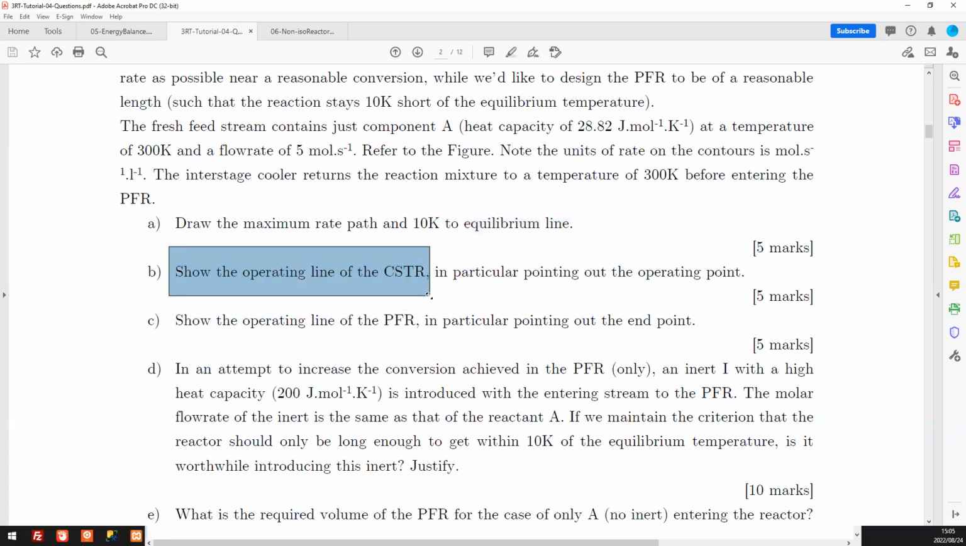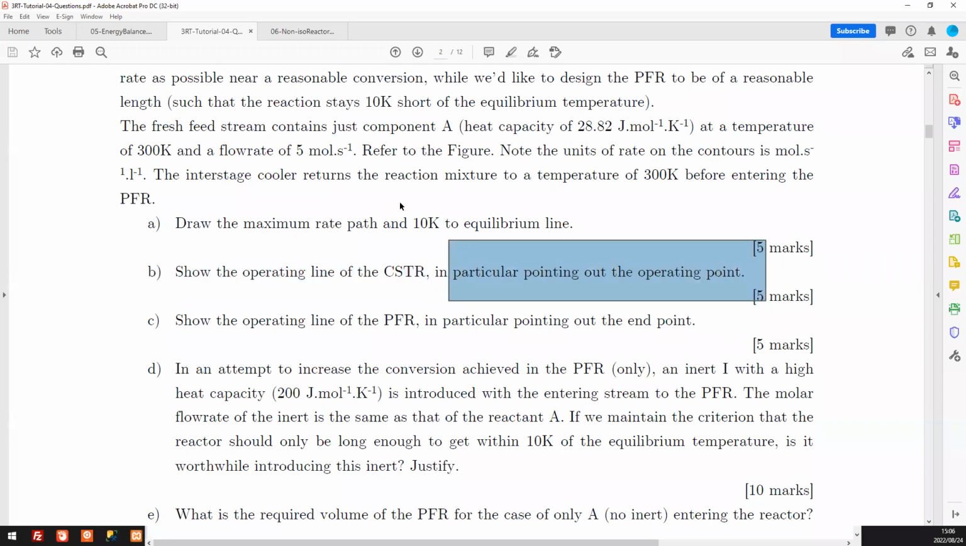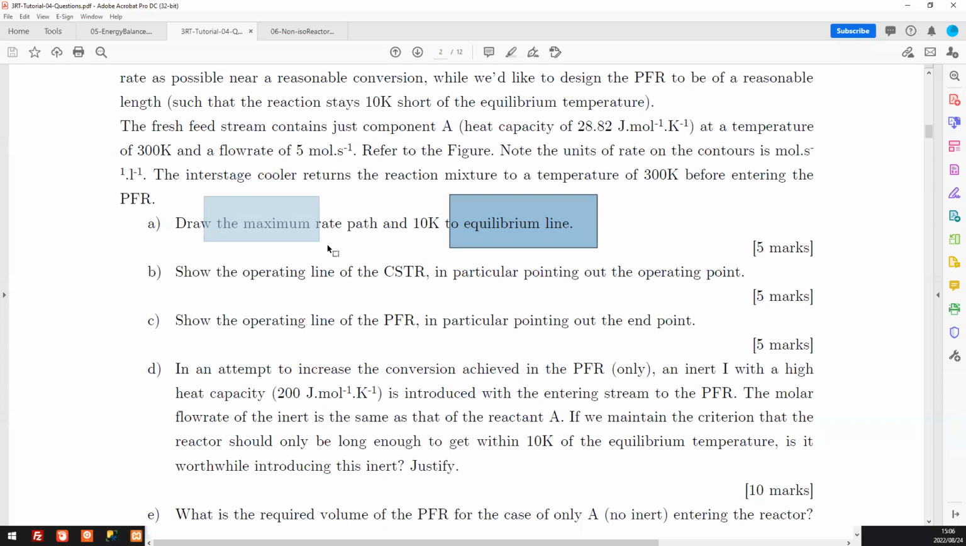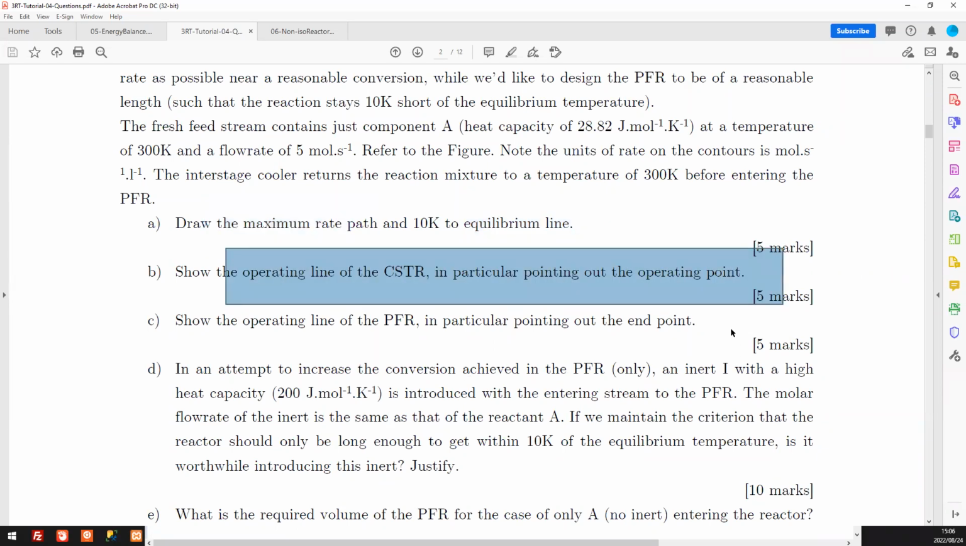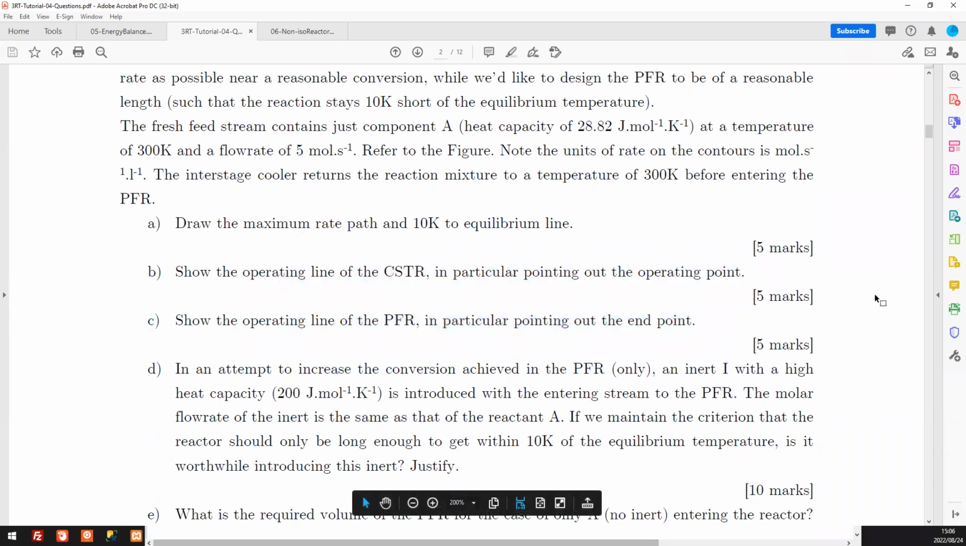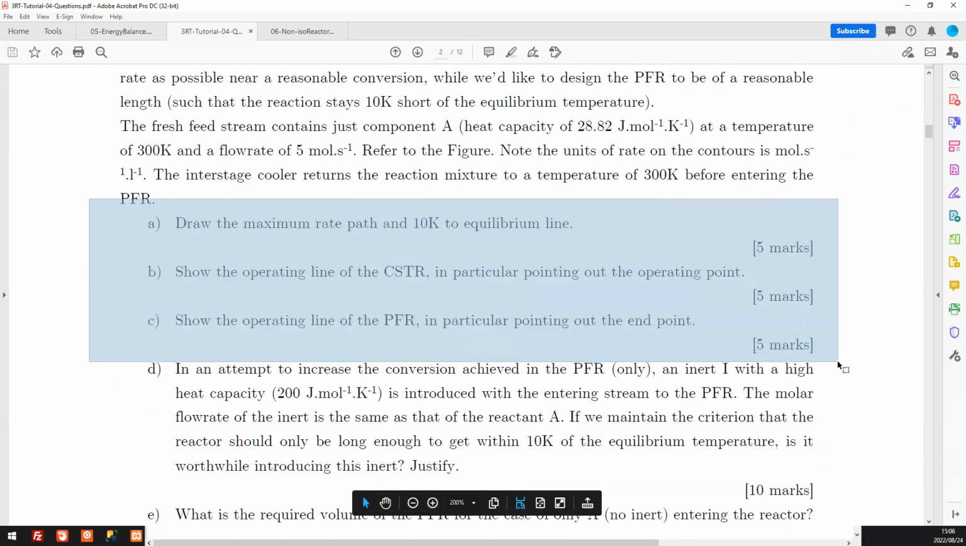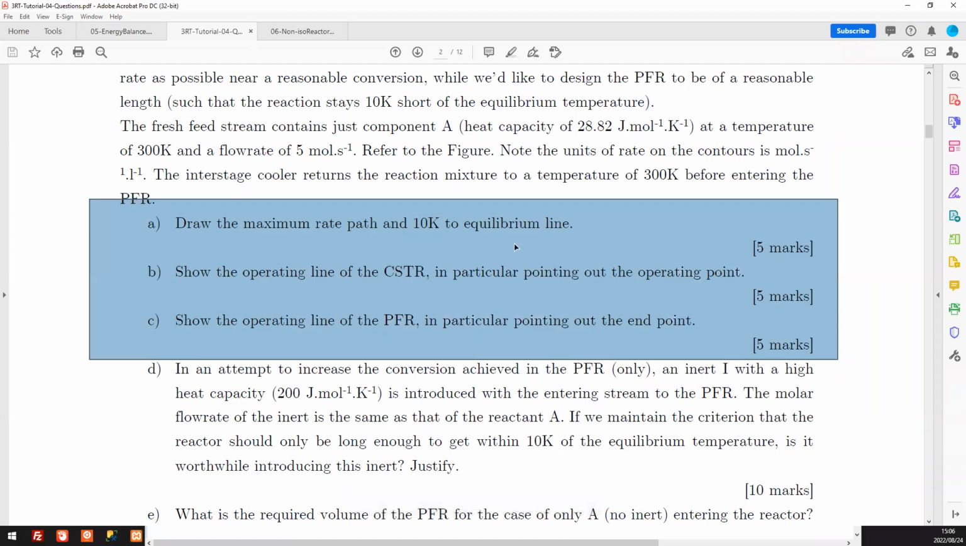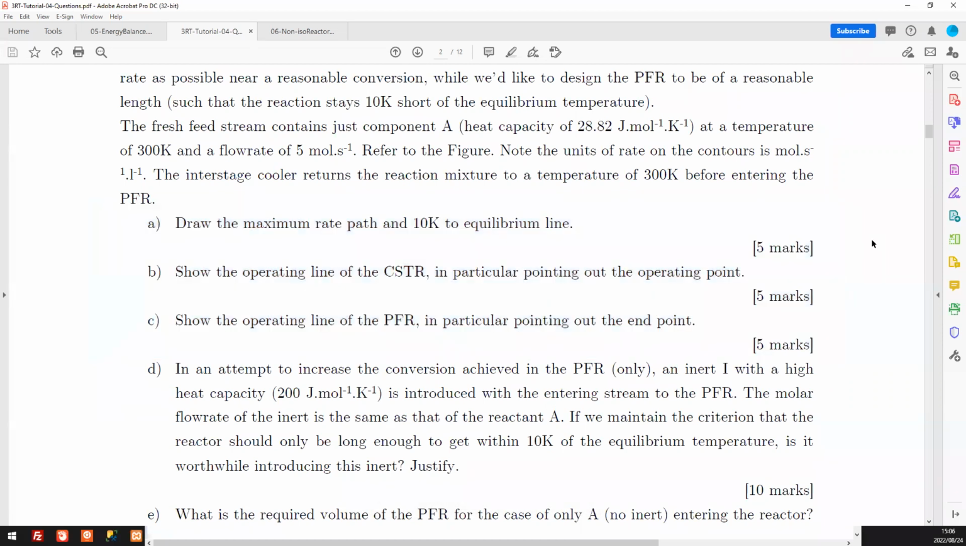Show the operating line of the CSTR. In other words, draw the energy balance and see if it points at the equilibrium line. So don't worry about the maximum rate path yet. Just do that part and draw the operating line for the PFR, also looking at in which direction it's pointing. And that's enough for right now. So do that part, and then we'll talk next about navigating that plane.